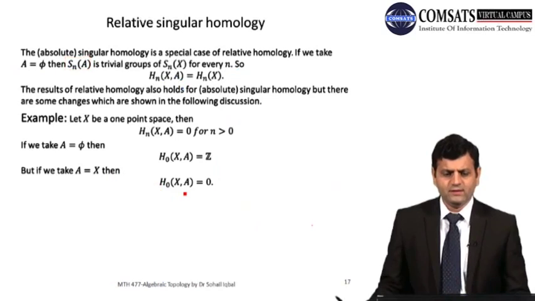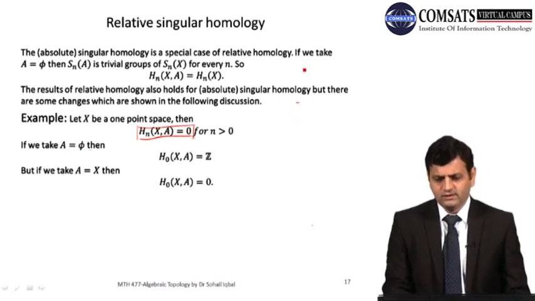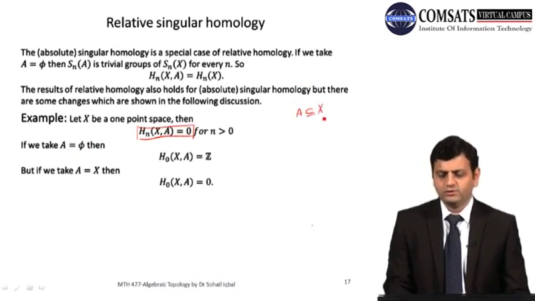So let's consider an example. If X is a one-point space, then this relative homology is 0. Why is this the case? There are two options, because A has to be a subset or subspace of X, and X is a one-point space. So A could be empty or A could be one point. In both cases, these are 0.